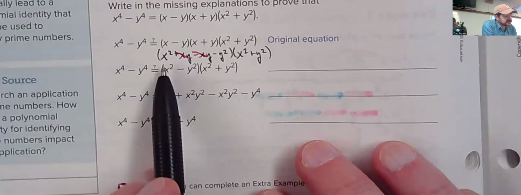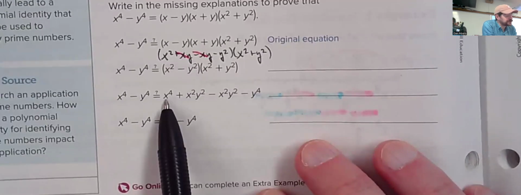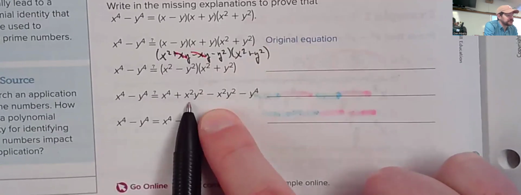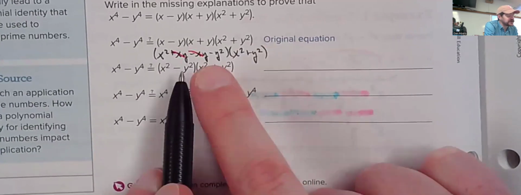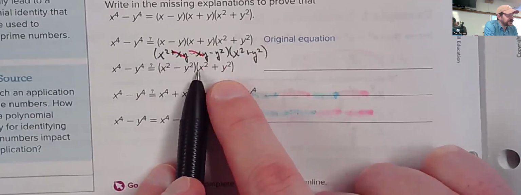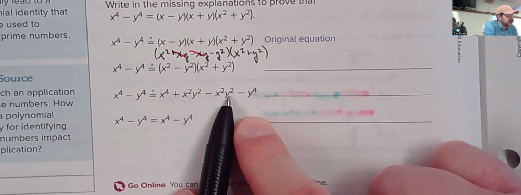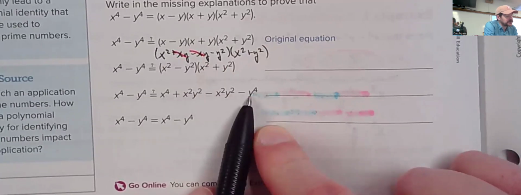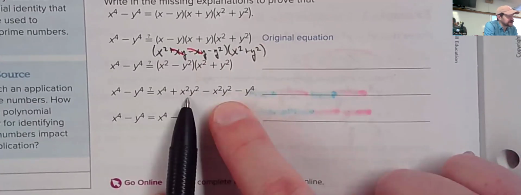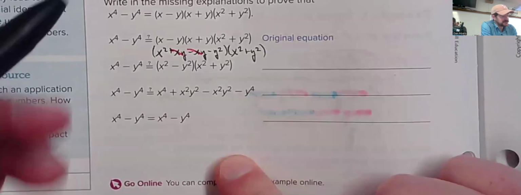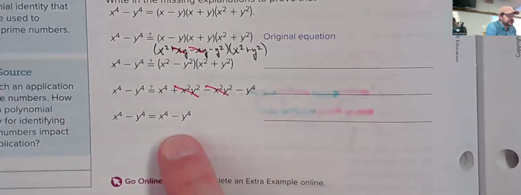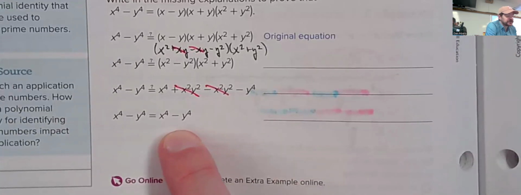First times first, x squared times x squared, x to the fourth. Outer, x squared times y squared is going to be x squared y squared. Inner, negative y squared times x squared, right in alphabetical order, will be minus x squared y squared. And then y squared times negative y squared equals negative y to the fourth. The two terms in the middle, those are like terms. One's positive, one's negative of the same value. So those are going to cancel as well, leaving us with x to the fourth minus y to the fourth.